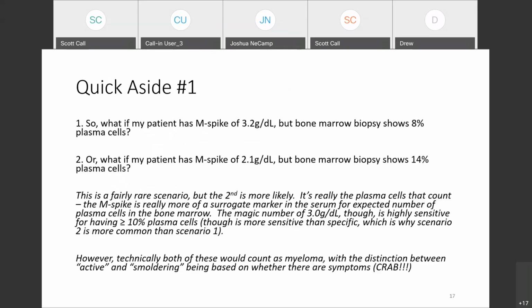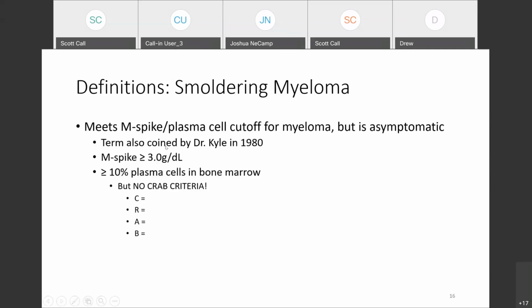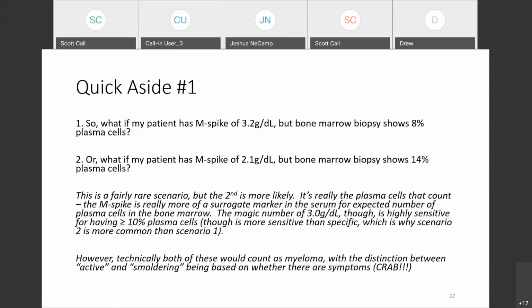Just a quick aside, the question that I had is, you can see the criteria says having an M spike above 3 and plasma cells above 10%. But what do you do if you have one but not both of these things? For instance, what if the M spike is above 3, but you do a bone marrow biopsy and they have less than 10% plasma cells? Or the reverse, what if they have an M spike that's less than 3, but they have more than 10% plasma cells? This would be a fairly rare scenario, but really the second of these is more likely, that you would have a lower M spike than you would of the plasma cells.